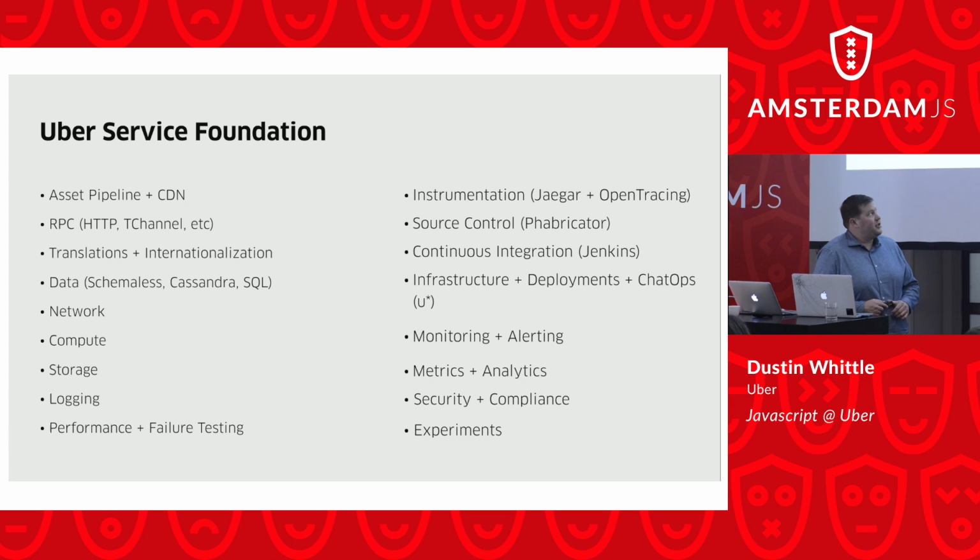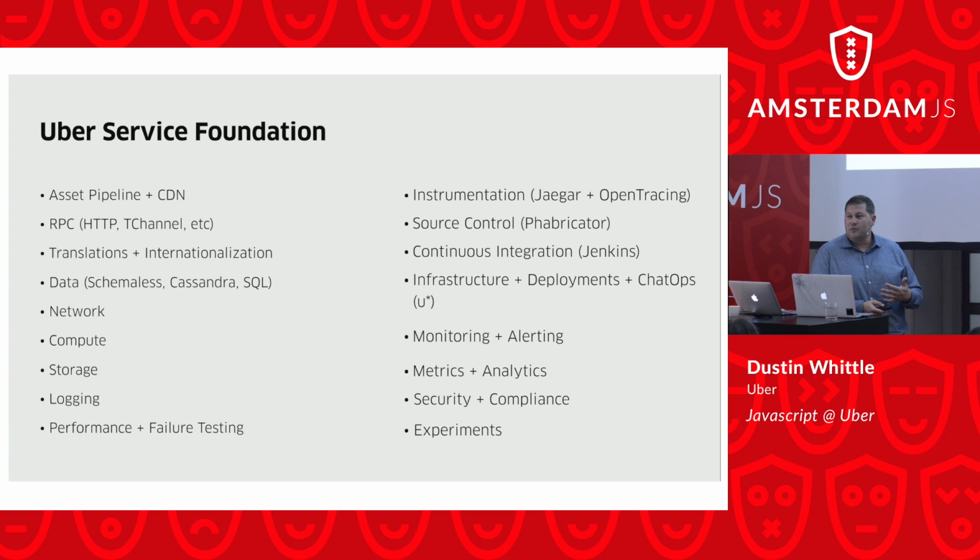And so all the stuff I'm not going to talk about, but plays a key part of any service at Uber, and some of these are actually JavaScript as well, is the foundation that you need to actually run a web application or to run a production service. A lot of things you don't normally think about, like how do you handle static assets or an asset pipeline? How do you handle communication between front-end and back-end services? Is that HTTP? Is it Thrift over T-channel or HTTP, et cetera? How do you handle translations, internationalization? How do you interface with data systems? How do you handle network compute, storage, logging, et cetera? And so all of this is baked in by default.